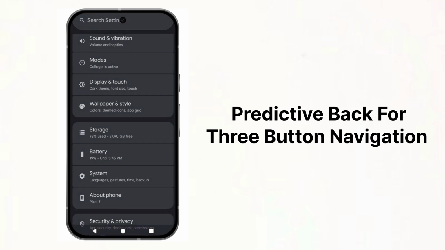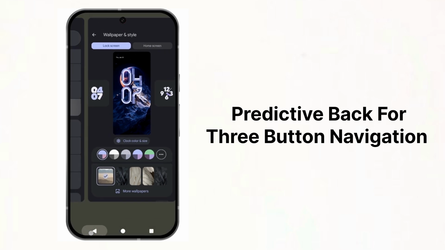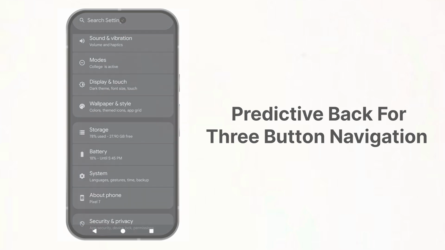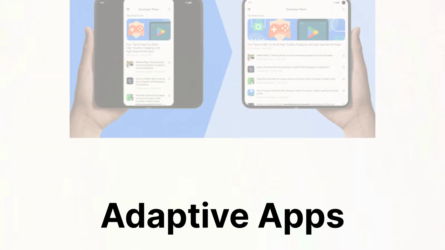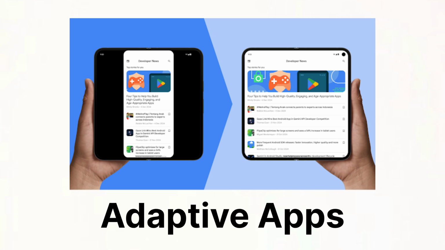This will help users to preview where pressing the back button will take them before fully committing to the action. Additionally, Google is pushing app developers to make their apps adaptive for various screen sizes, such as phones, tablets, and XR devices, as this will become a requirement sometime next year. This will get rid of the empty space when you are using an app designed for phones on your tablet.